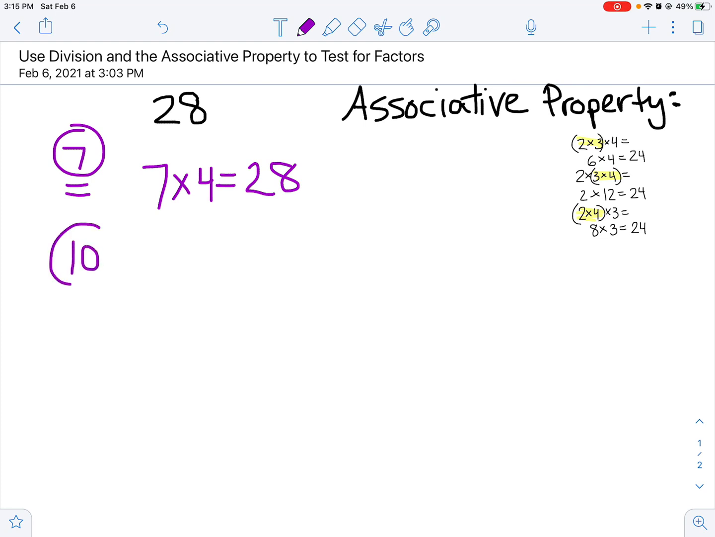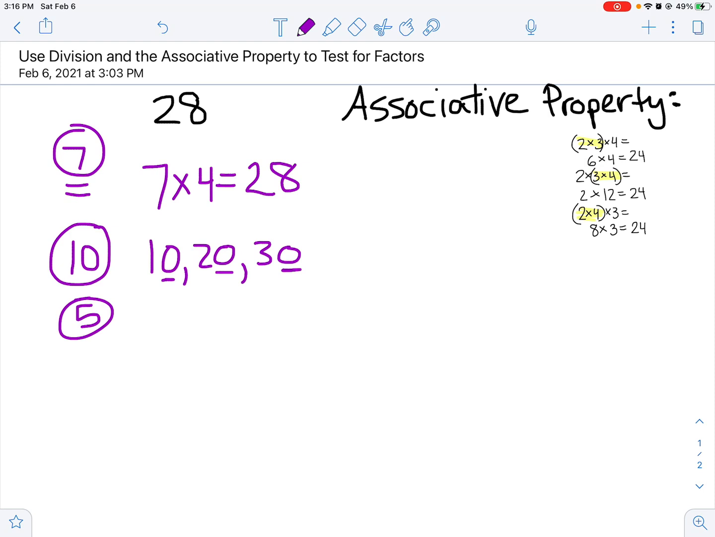What about 10? Is 10 a factor of 28? Pause the video if you need to. So is 10 a factor of 28? No, it's not. And we should know that because we know 10, 20, 30, we're not going to hit the number 28. Plus, we also know 10 is only a factor of numbers that end in 0. Okay, so if you have a number that does not end in 0, you automatically can rule out 10 as one of its factors.